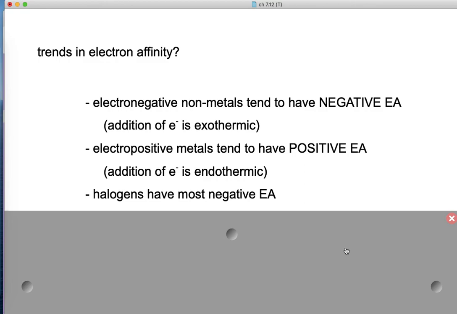We know electronegative nonmetals want to accept electrons. We know that electropositive metals really don't want to accept electrons. And we know that halogens, being the most electronegative elements, are probably the ones that are going to want to accept electrons most. Therefore, they have the most exothermic electron affinities. And that's pretty much it for periodic trends.